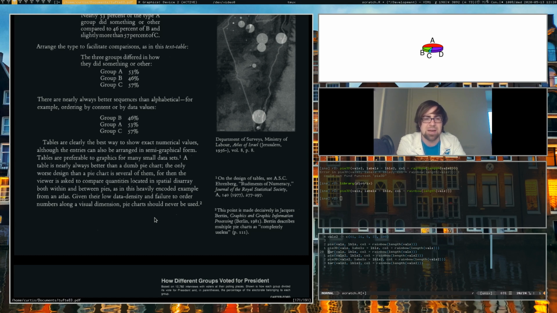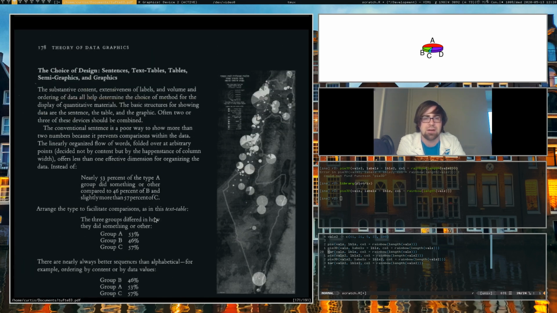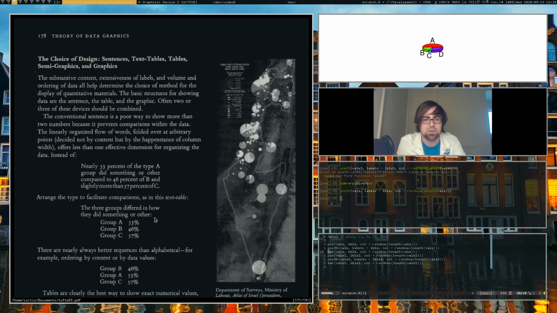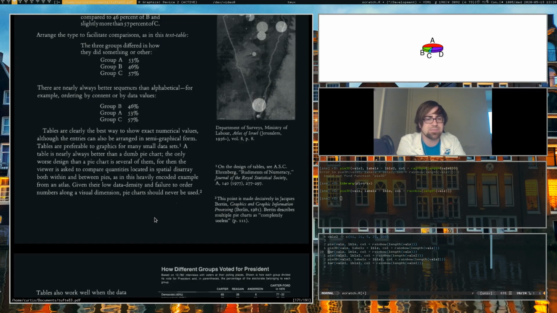And in this heavily encoded example, he's referring to this example here, where you've got several pie charts all overlaid in the Middle East around Israel and Palestine. As in this heavily encoded array from an atlas, given their low data density and failure to order numbers along a visual dimension, pie charts should never be used.